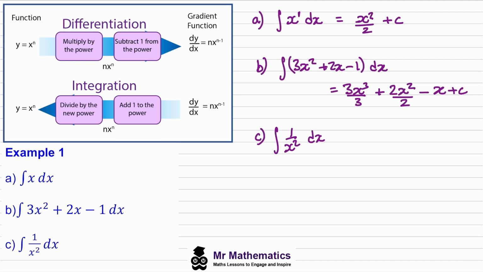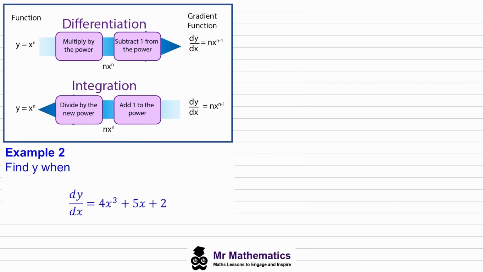And then for question C, we need to write this as a power. So we get the integral of x to the negative 2. Then we'll add 1 to this power, we'll divide by the new power of negative 1, and we'll plus c. And then we can tidy this up, so we get negative 1 over x plus that constant. Okay? Let's try another example.